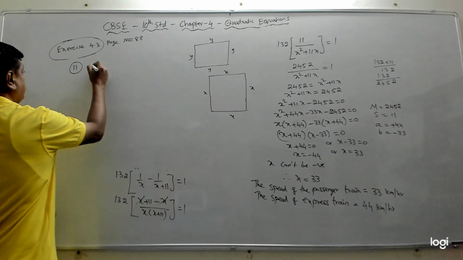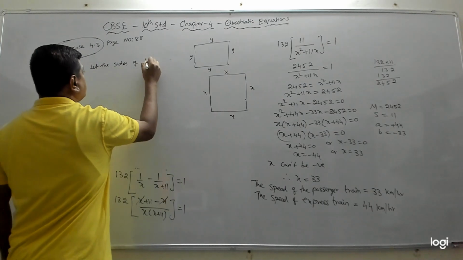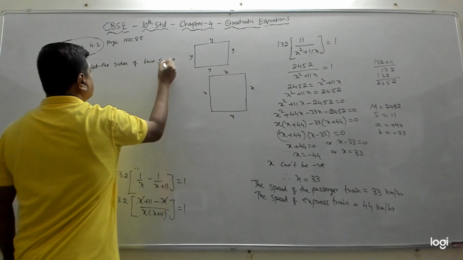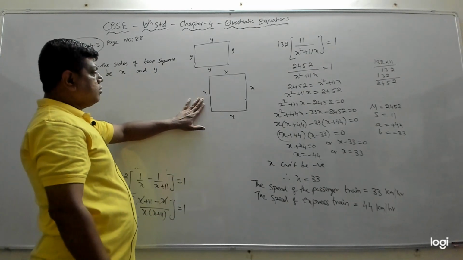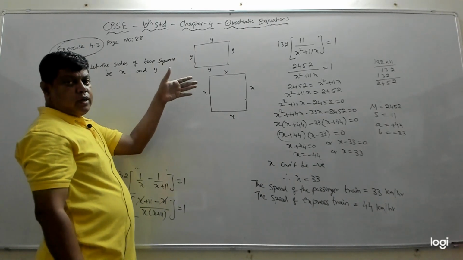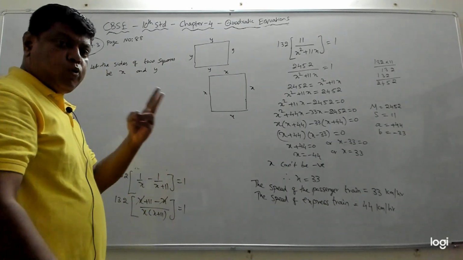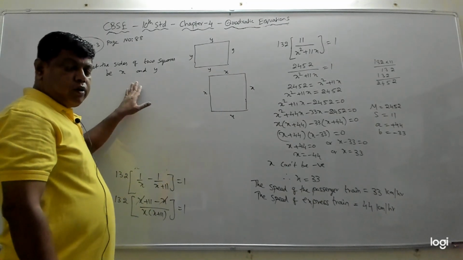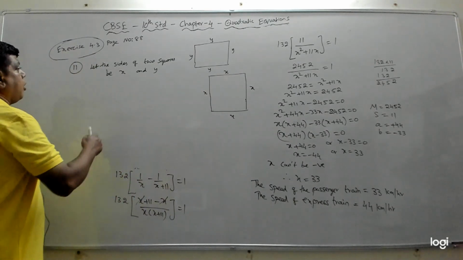So we'll assume, let the sides of two squares be x and y, right? Side of this square is x, side of this square is y. For the first square the side is x, second square the side is y, and we need to find x and y. We are having two variables, but slowly we'll convert that into a single variable, right? We can start with two variables, but when we are forming the quadratic equation, it should become a single variable, right?